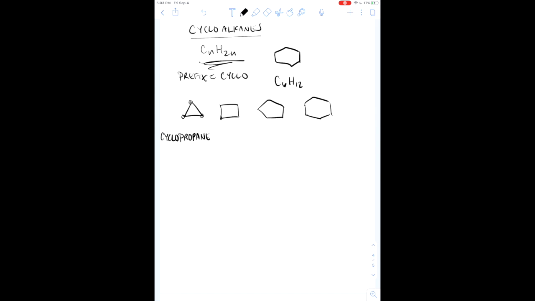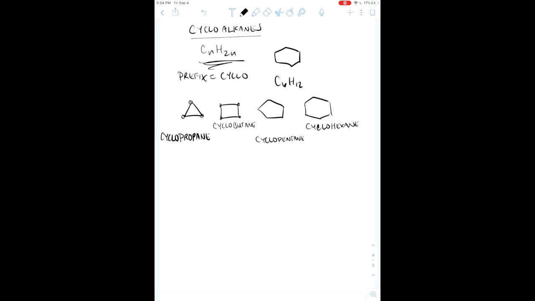This one right here is 1, 2, 3, 4. This one right here is cyclobutane. And then this one right here is cyclopentane. And this one right here is cyclohexane. And that's pretty much it for the basic cycloalkanes.